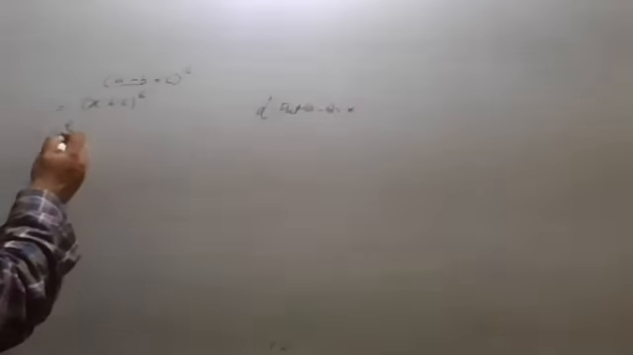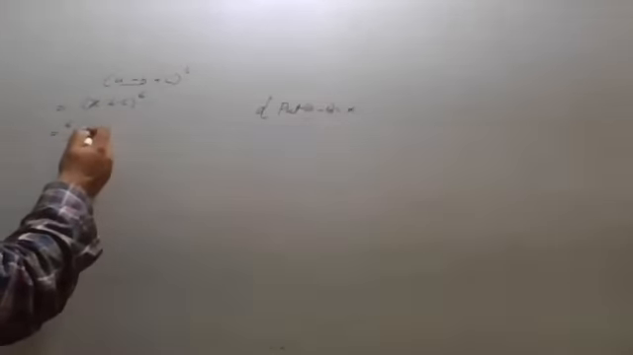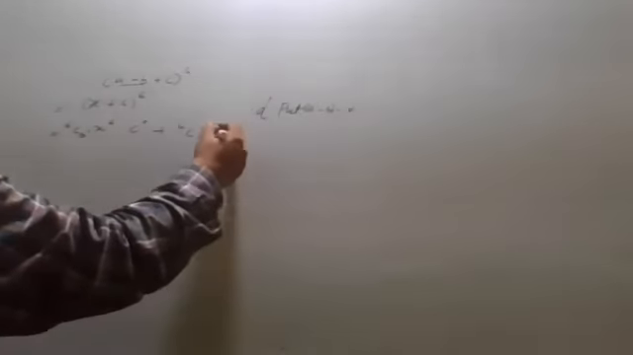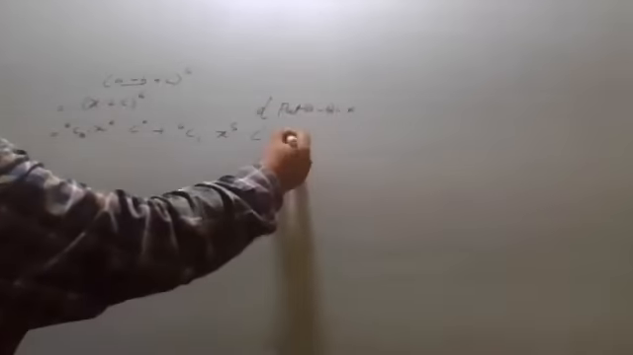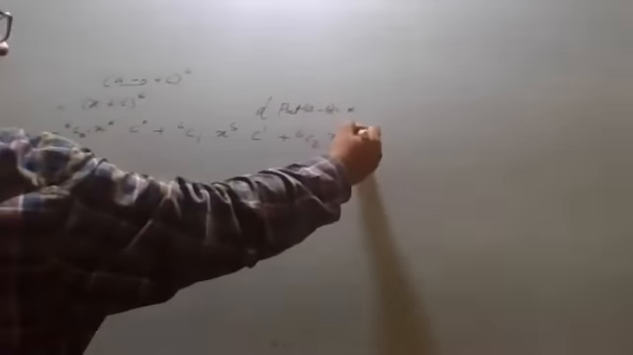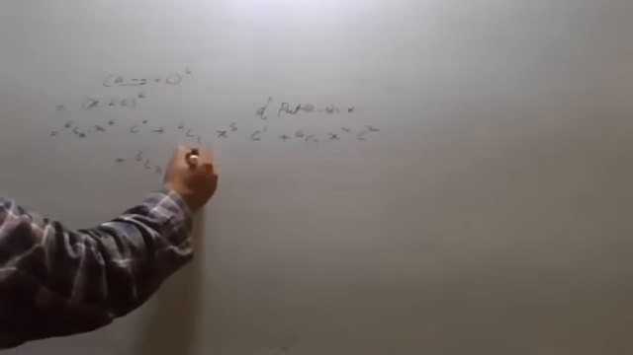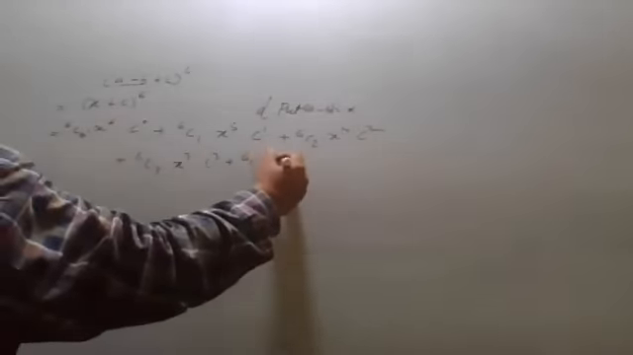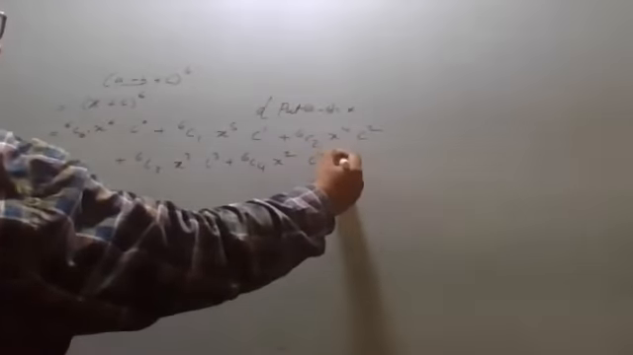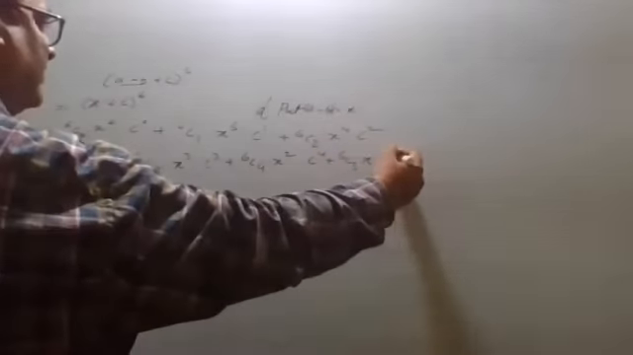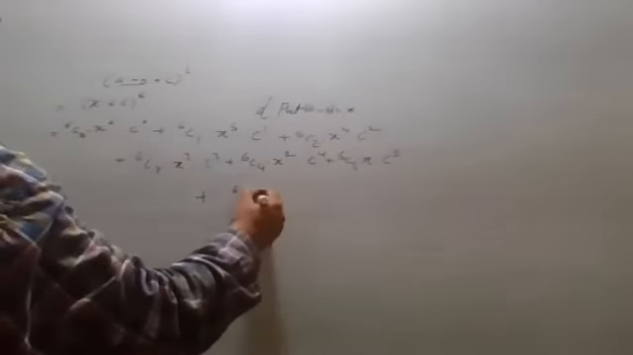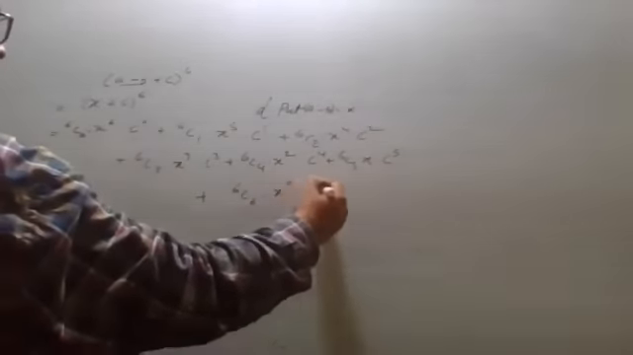x plus c whole to the power 6. What will be the first term? 6C0 x to the power 6 c to the power 0, plus the second term 6C1 x to the power 5 c to the power 1, third term 6C2 x to the power 4 c square, next is 6C3 x cube c cube, plus 6C4 x square c to the power 4, plus 6C5 x into c to the power 5, and finally 6C6 x to the power 0 c to the power 6. Is that clear to you?